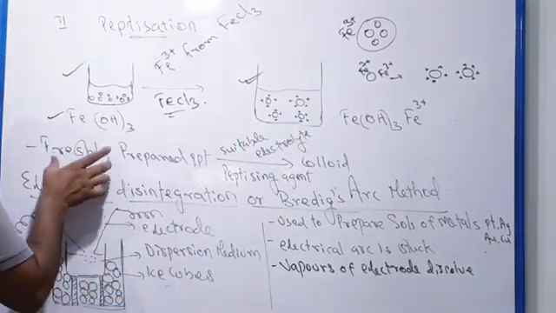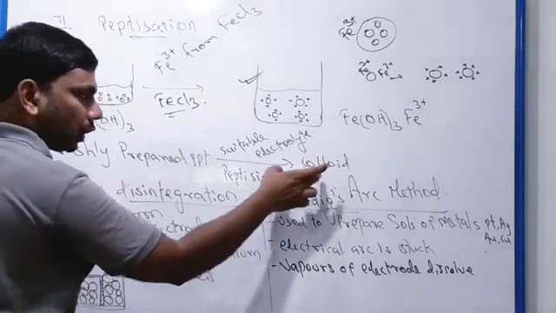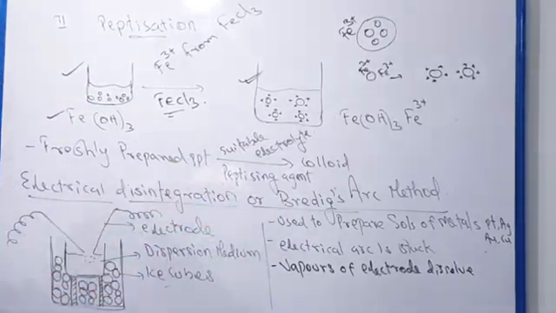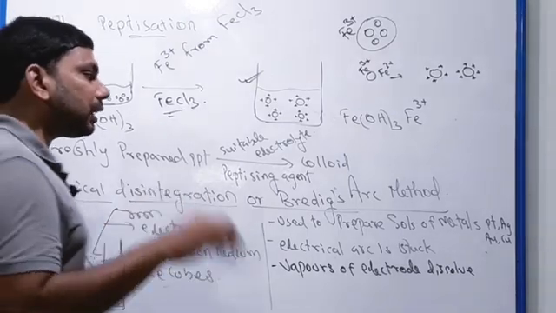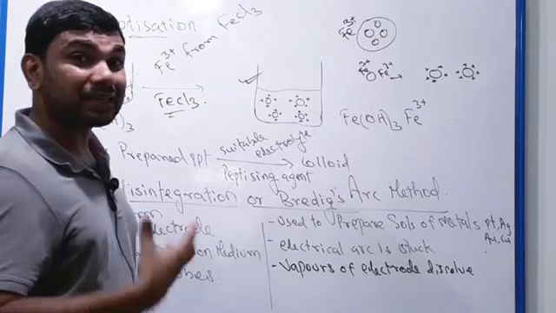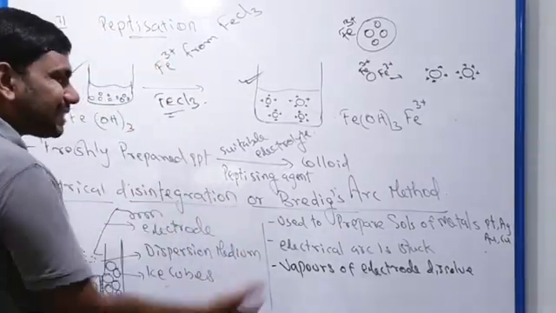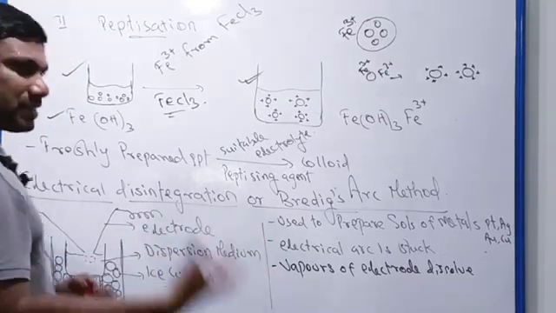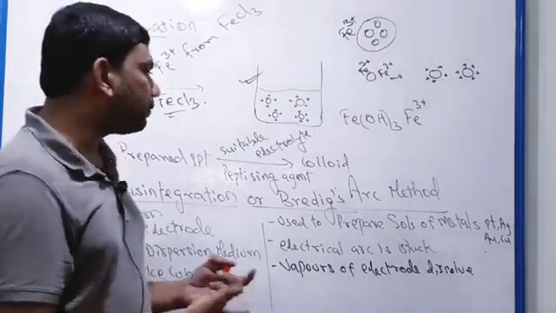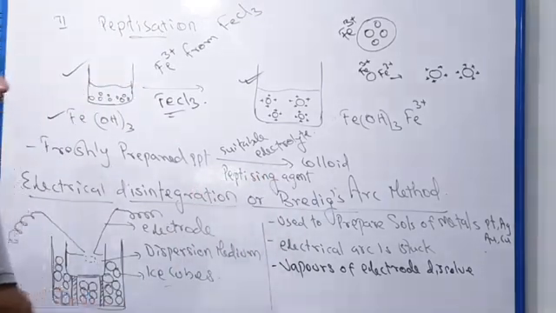Okay, so to convert freshly prepared precipitate to colloid, we will add suitable electrolyte. This electrolyte is called peptizing agent. This process is peptization. For peptization we will add a suitable substance, suitable electrolyte. That's why we call it a peptizing agent. So this is the process of peptization.